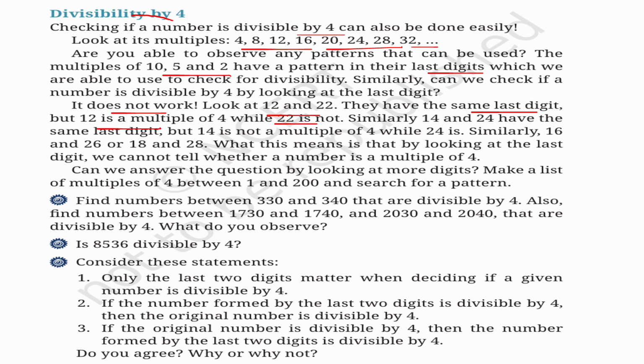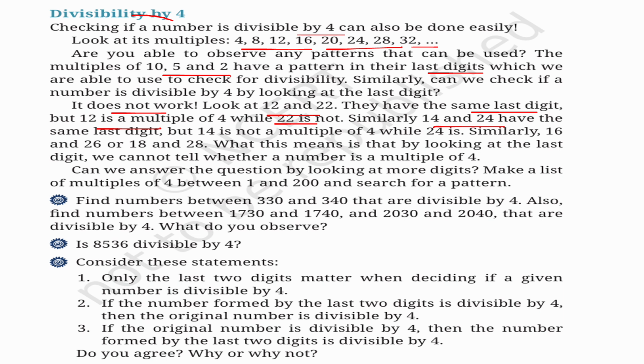But 12 is a multiple of 4 while 22 is not. So when you consider the two numbers 12 and 22, the last digit is 2. But 12 is a multiple of 4, but 22 is not a multiple of 4. Similarly, 14 and 24, they have the same last digit 4, but 14 is not a multiple of 4, while 24 is a multiple of 4. Similarly, 16 and 26 or 18 and 28.